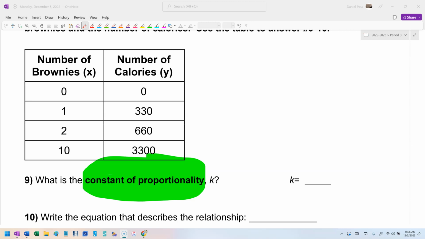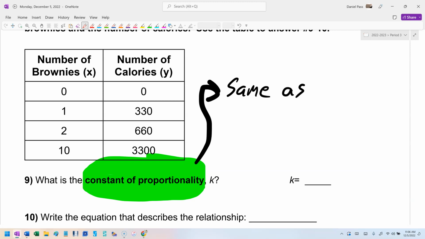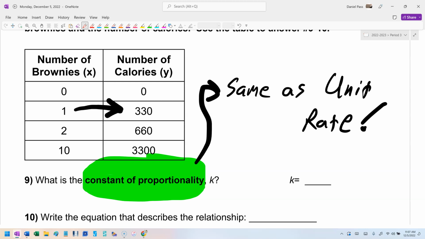Same as the unit rate. What is the same as the unit rate? The constant of proportionality. Good. Everybody should write this down: it's the same as the unit rate, and remember, we looked at that in our notes today. Why does that help us? Unit is like 1, right? Uno. So do you see 1 on the chart? Yeah, so that's how we find our unit rate, which you already said is 330.